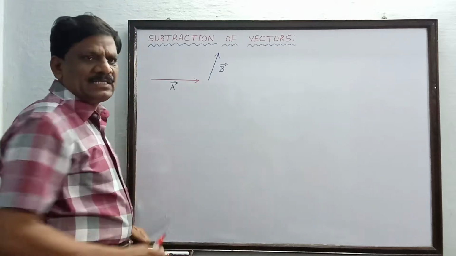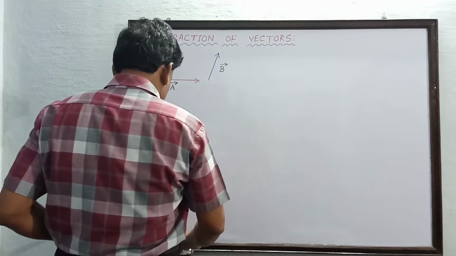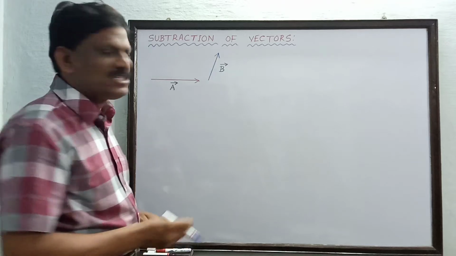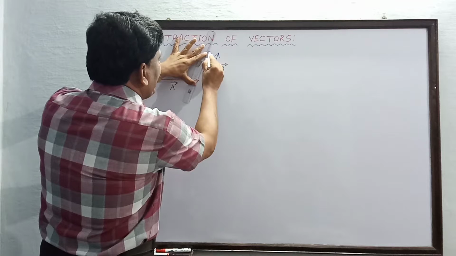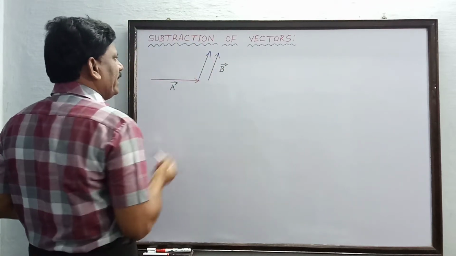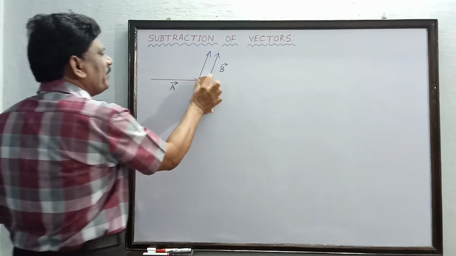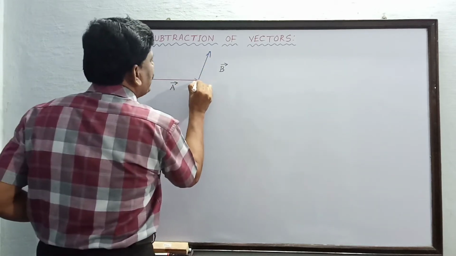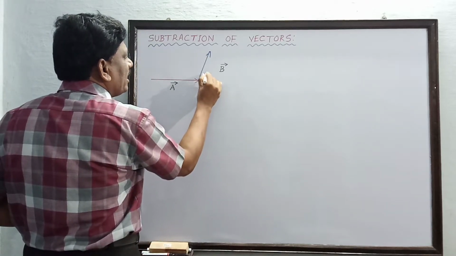Keeping one vector as it is, I will bring the other vector such that the tail of the second vector is made in contact with the head of the first vector without changing the angle. You can see here, I am shifting the second vector such that the tail of the second vector B is in contact with the head of the first vector A. So I have shifted the vector B here, so that you can see the angle between the two vectors. The angle between the two vectors is taken as theta.